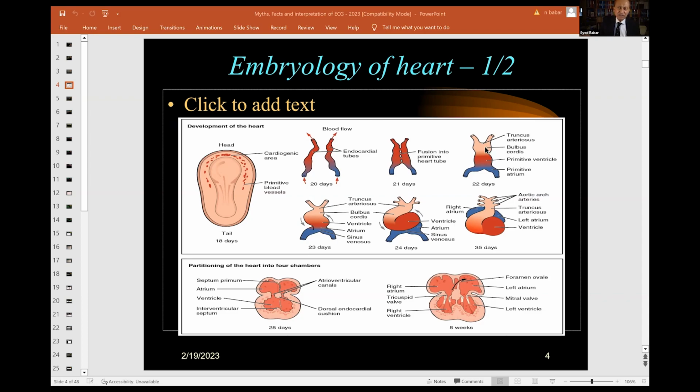Then, as a result of the bulbous enlargements, it becomes the bulbus cordis, and subsequently, due to cranial-caudal migration of cells and twisting on the sides as well, it develops its shape as it is subsequently found in the thorax.